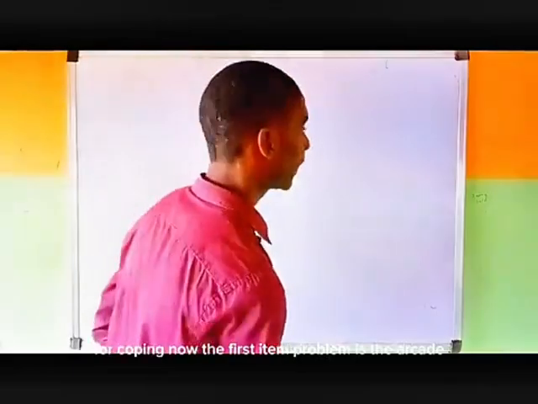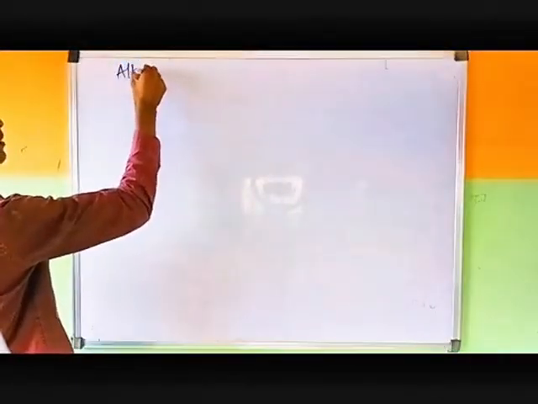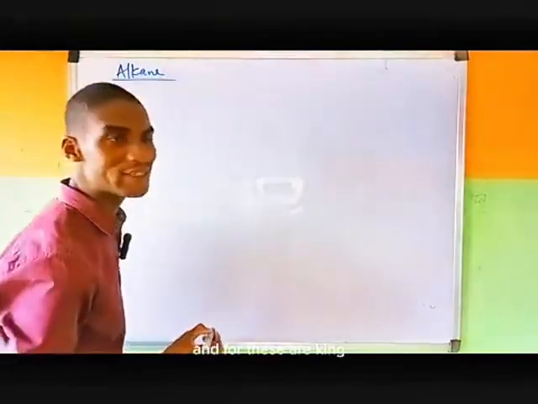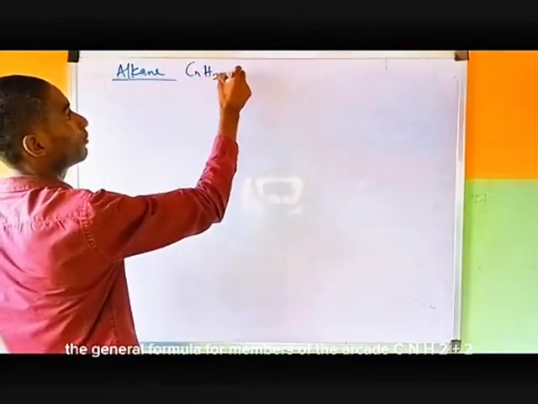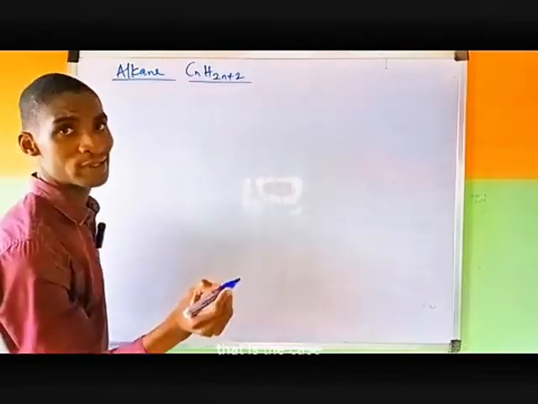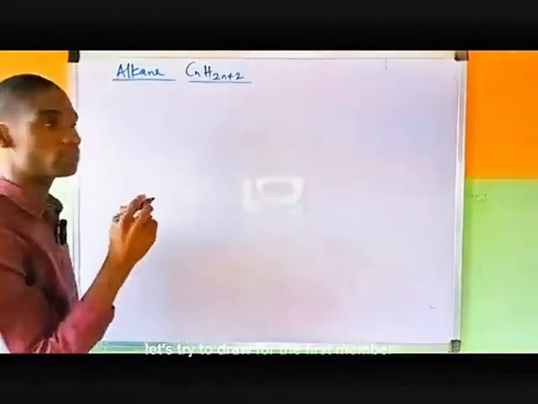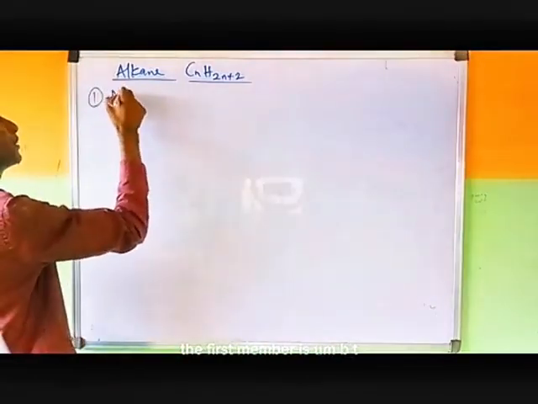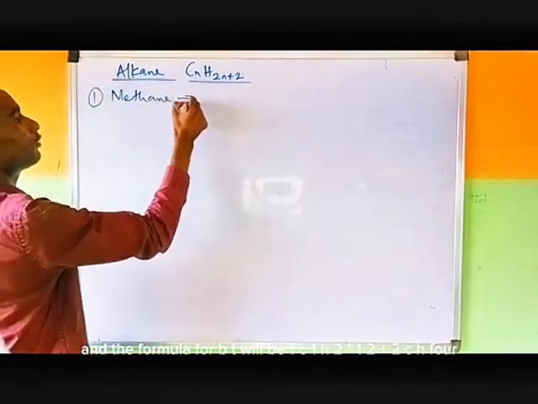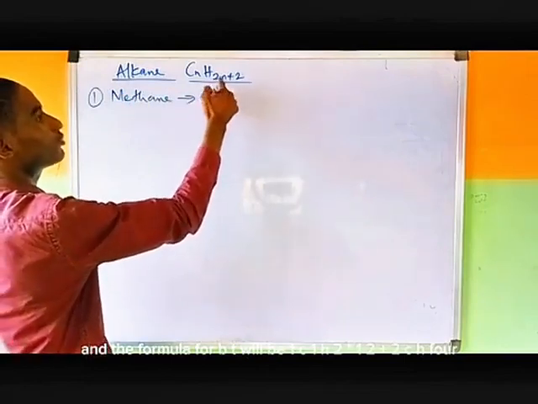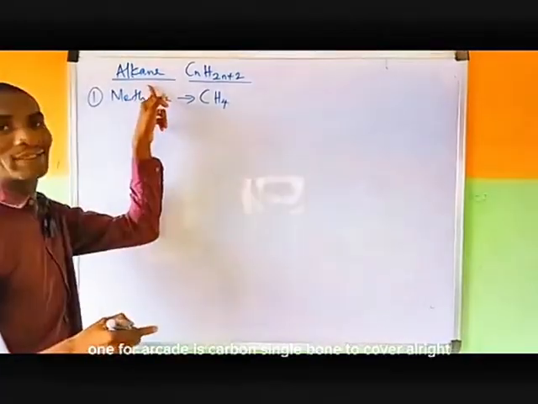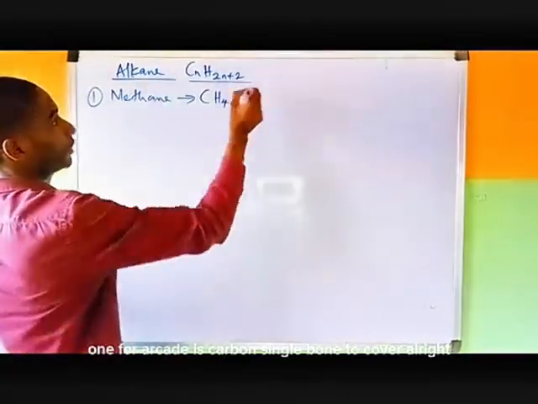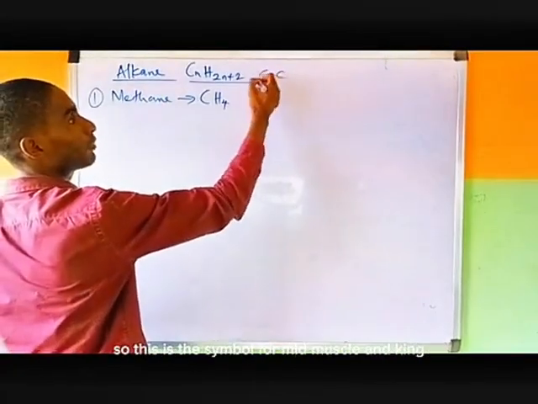Alright, so coming now, the first hydrocarbon is the alkane. And for this alkane, the general formula for members of the alkane group is CnH2n+2. If that is the case, let's try to draw the first member. The first member is methane. And the formula for methane will be what? C1H, 2 times 1, 2 plus 2, CH4. And remember the symbol for alkane is carbon single bond to carbon. Alright, so this is the symbol for members of alkane.